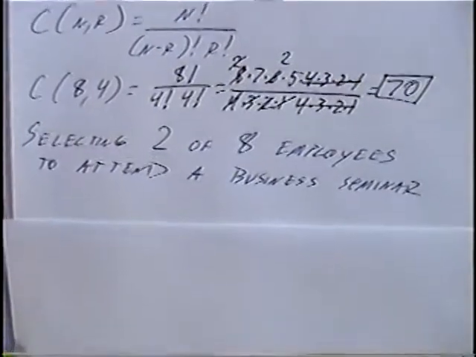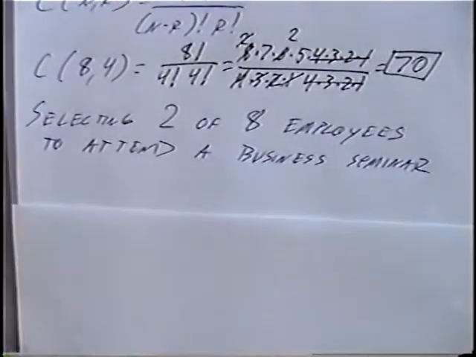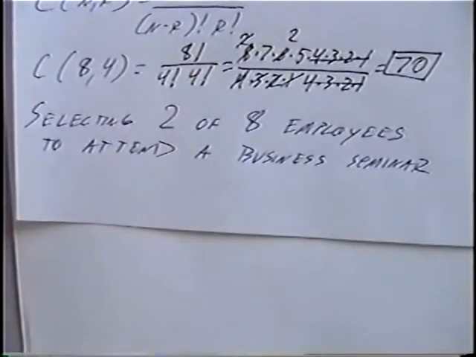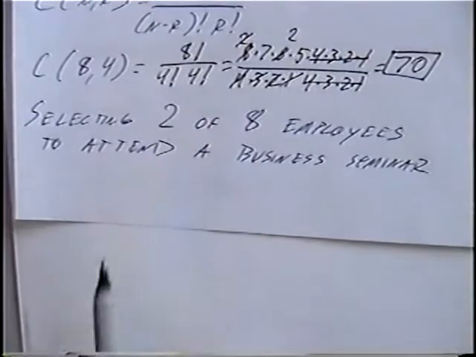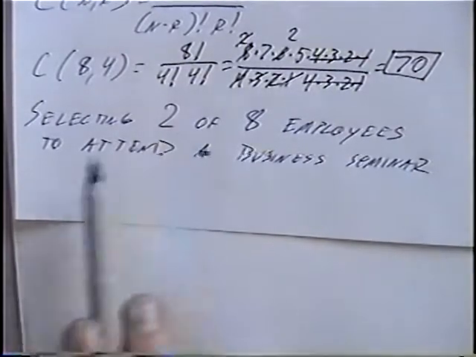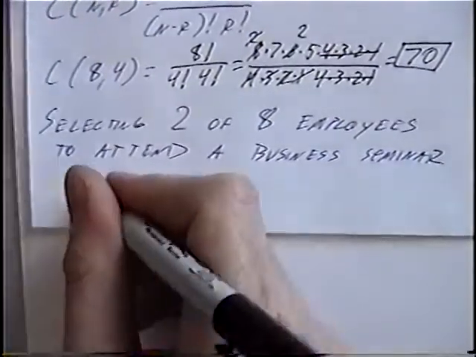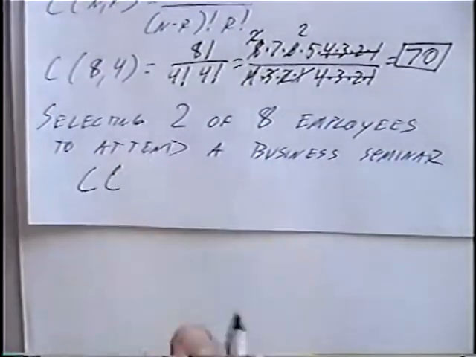Last question for the section is selecting 2 of 8 employees to attend a business seminar. This would be a combination again. Because of the order we select the employee does not matter. As long as it's the same 2 employees, switching their order, they'd both be going to the seminar. So in this case, it would be a combination.